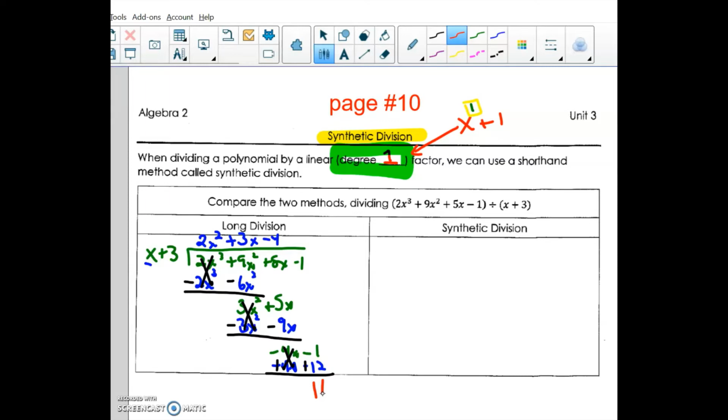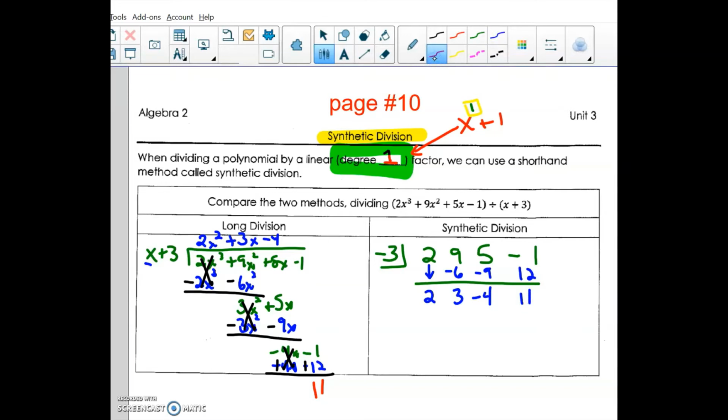So let's check out how synthetic division works. Synthetic division looks like this. You'll see that it is way faster. This is kind of like it says, a shorthand method to get this division done. So we'll bring down this 2. Negative 3 times 2 is negative 6. So we add those together, that gives us 3. Negative 3 times 3 is negative 9, which gives us negative 4. Negative 3 times negative 4 is 12, which gives us 11.